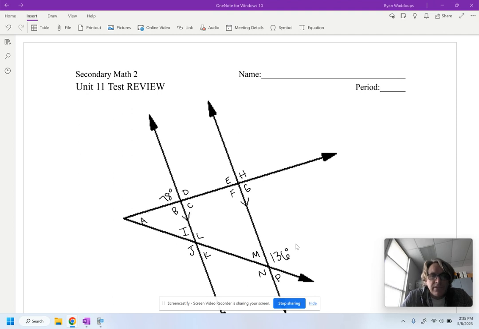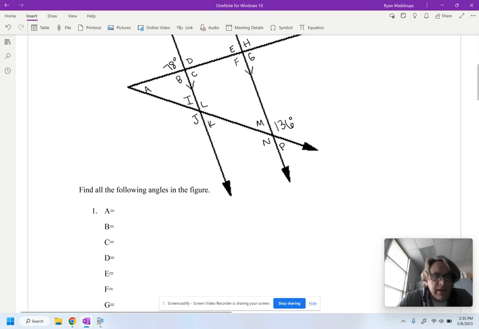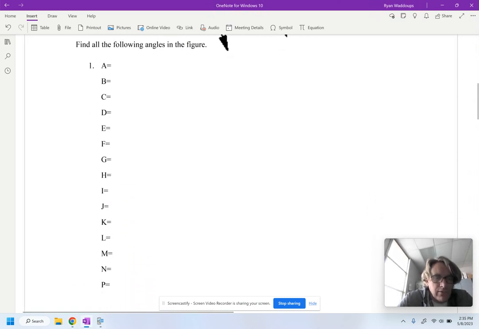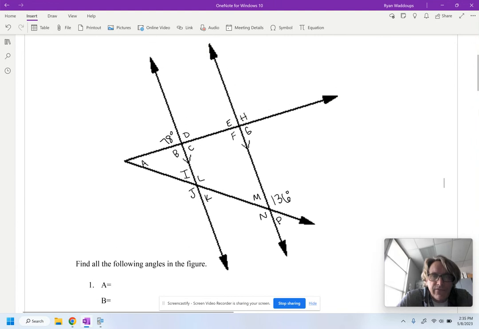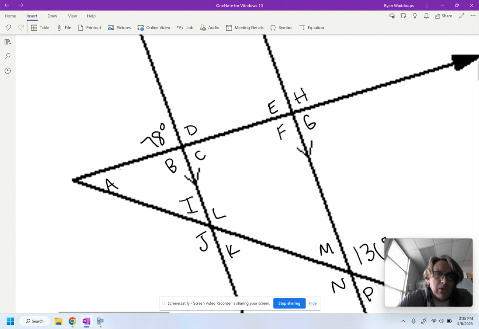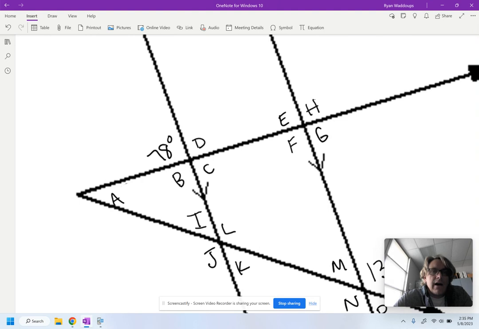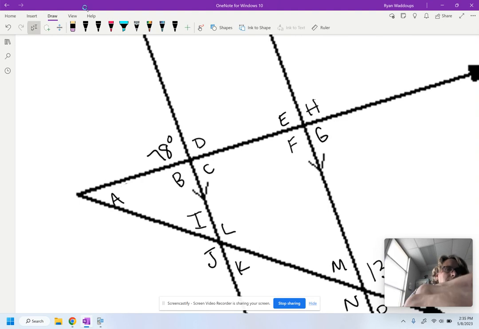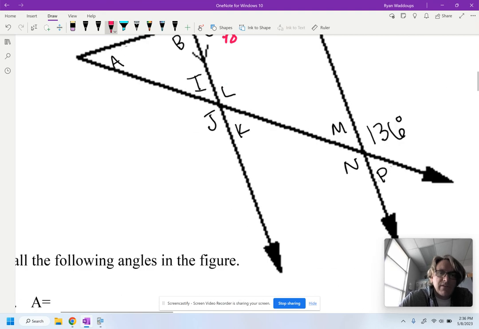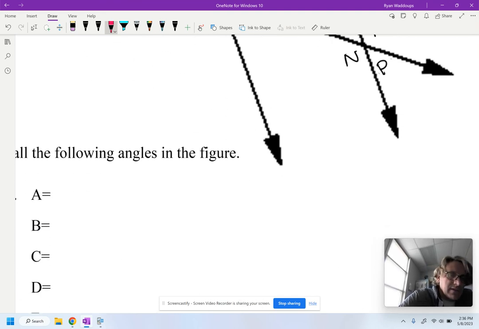So this first problem talks about how to find all of the angles A through P in this figure. I'm going to start with what might be easiest, and I'd say, let's go red here. Because this is 78 degrees, this is a vertical angle to that, which means that C is also 78 degrees. So I can write that in here. C is 78 degrees.